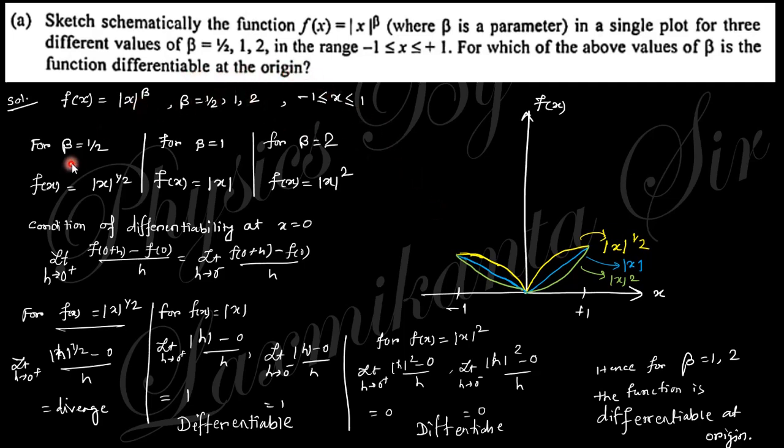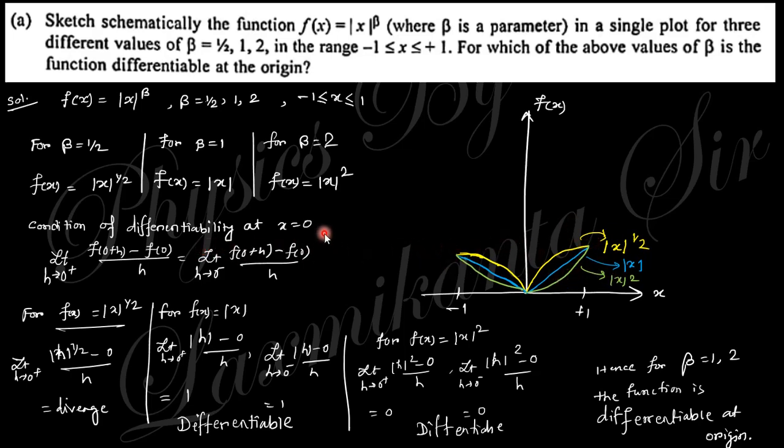First of all, we take β equals 1/2, then the function will be like that. This is y equals root x, so this curve will be like that. Then if you put β equals 1, the function will be a straight line. Then β equals 2, this is x square, so y equals x square is this one. So these are three curves in a single plot.